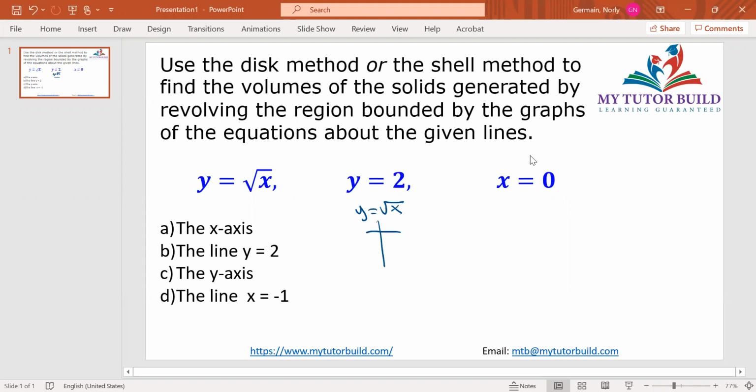First of all, if you construct a small table of x and y, you can take some values of x like 0, 1, and let's take 4. I'll take 3 of them. So if x is 0, y is 0. If x is 1, y is 1. If x is 4, y is 2.